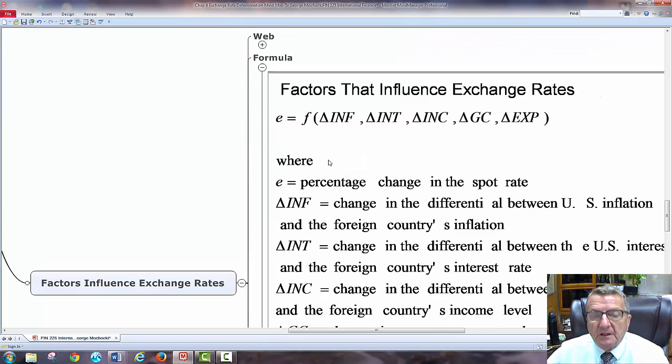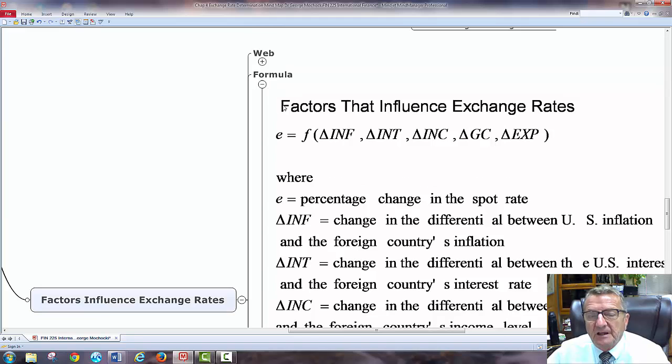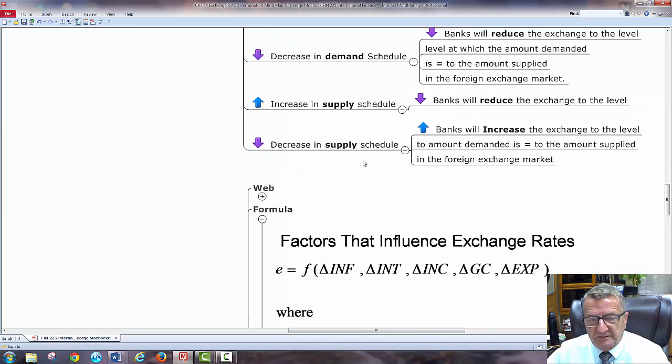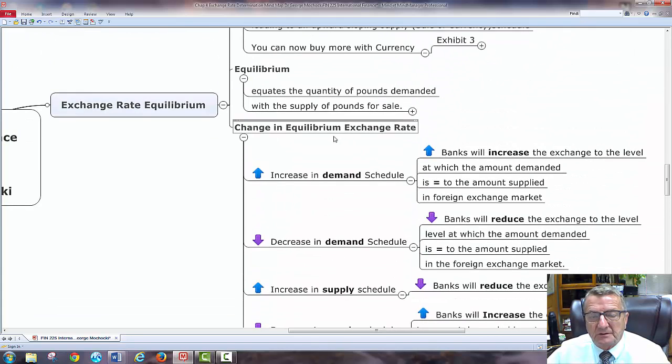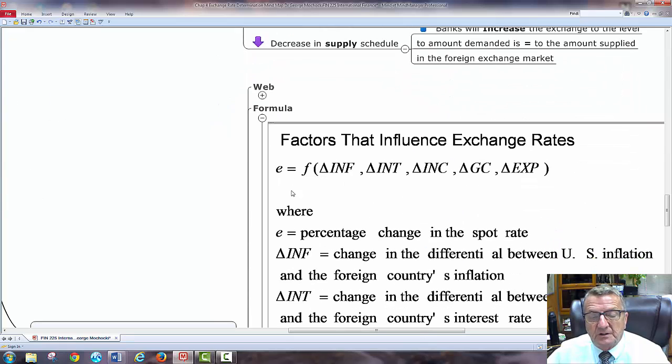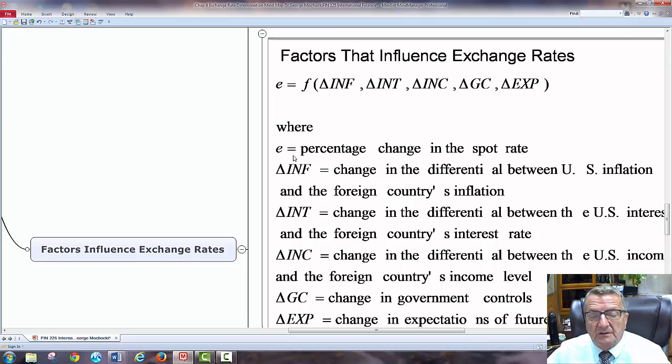Okay, what's the formula? Geez, look at this formula. Okay, factors. So what are we talking about? We're looking at the equilibrium exchange rate. There we go, factors, and then this is just a formula. I'm not going to go through that. Changing the differential between U.S.